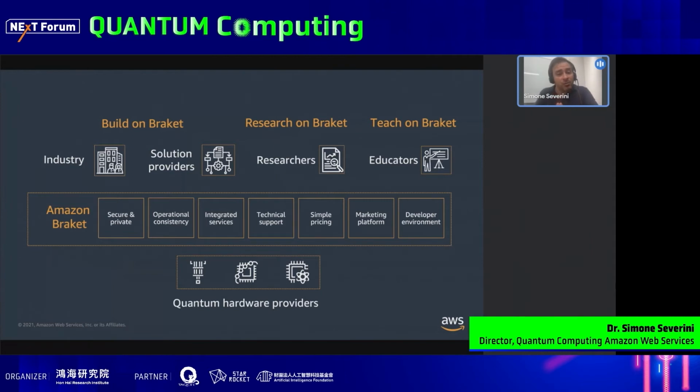And there is also benefit for hardware providers, because hardware builders, people that are building quantum computers and have their machine on Braket, they have Braket as a route to customers, and also Braket enables them to focus on building quantum hardware rather than infrastructure and services, which is valuable because their ultimate goal is to build quantum hardware and not to think about operational consistency, for example, or technical supports or security and privacy.